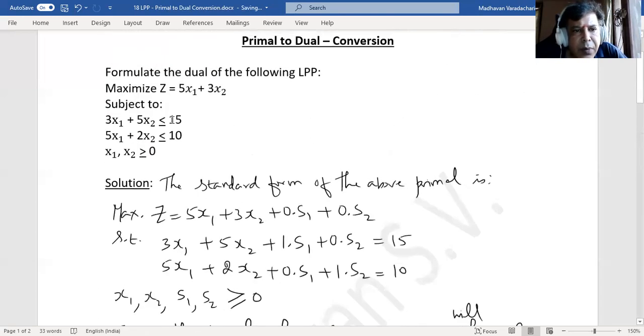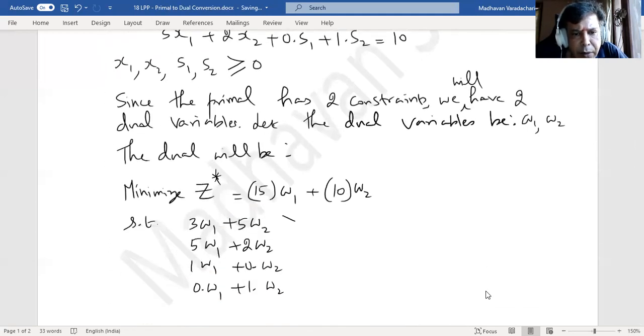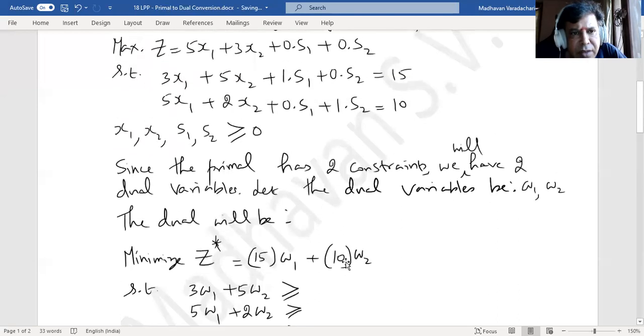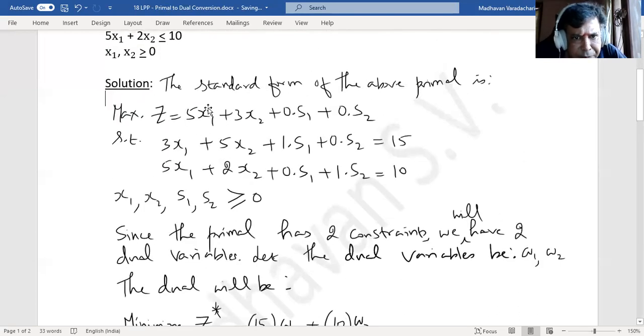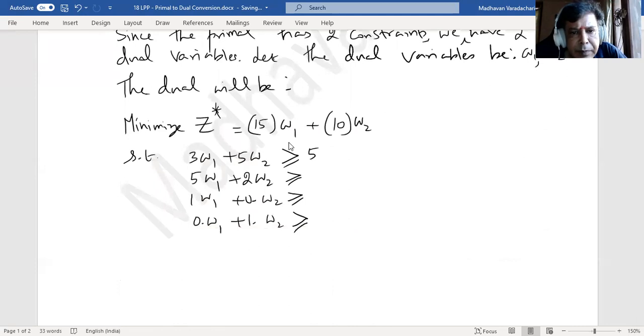The original primal was having less than or equal to sign. So here everything will become greater than or equal to. What will come in the right-hand side as constants? Whatever is written here in the standard form, the coefficients of the objective function, that will come as the right-hand side constants. So 5 and then 3 and then 0 and then 0.